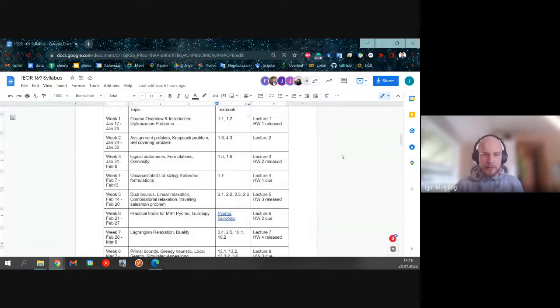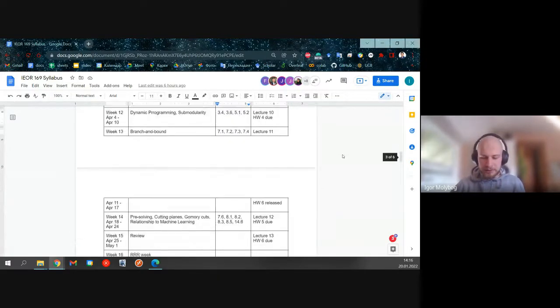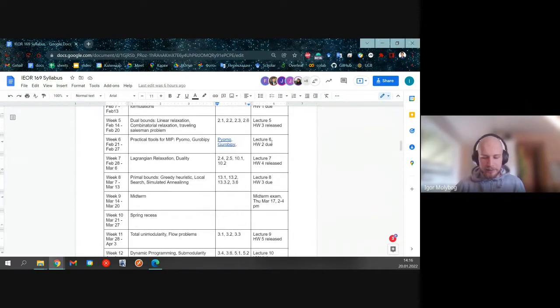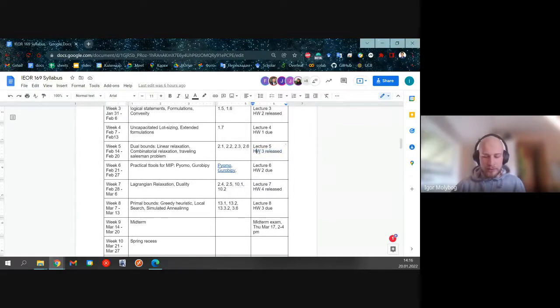So the course schedule is quite straightforward. We're going to have six homework assignments, at least this is what the plan is. Here are the due weeks of each of the homework assignments. You can see that homework 3 is planned to be released before the due date of homework 2. So at some point you are going to have several homework assignments.